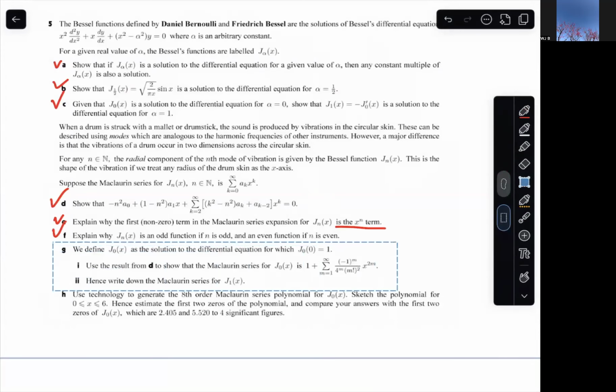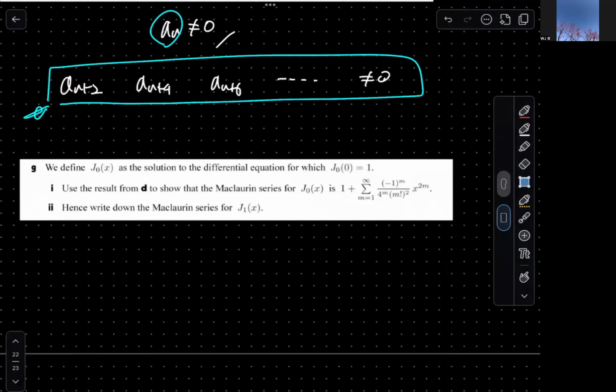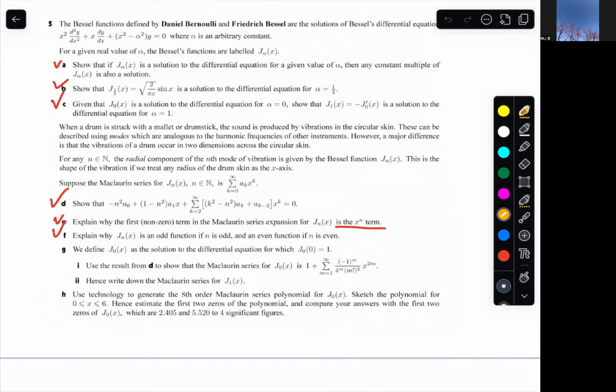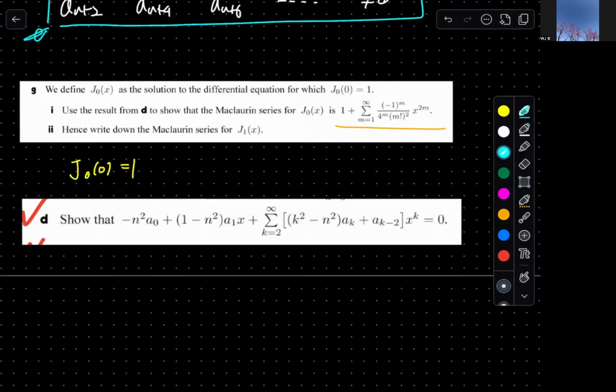Let's have a look at part G. Now they're saying we define J_0 as a solution to the differential equation for which J_0(0) is 1. Use a result from part D to show the Maclaurin series is this. What was the answer that we had to use? Okay, so we had to use this. And remember, if J_0(x) was the solution, then J_0(0) represents the constant. So J_0(0) is a_0, which is given as 1.